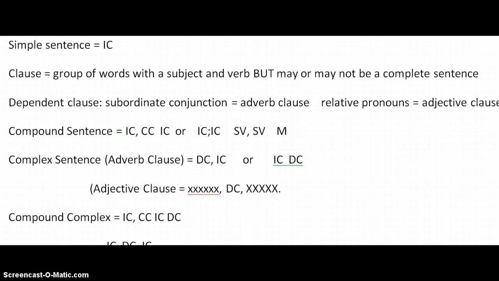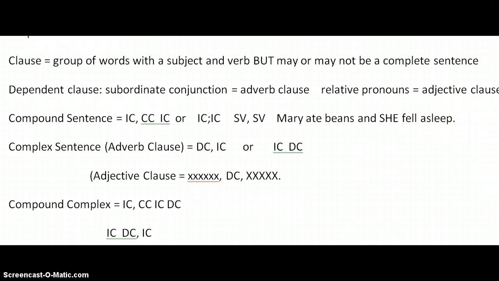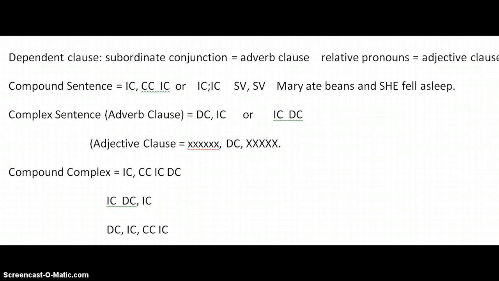So if I have Mary ate beans and fell asleep, this is a simple sentence really with a compound predicate or compound verb, but again you would need a subject on both sides. So Mary ate beans and she fell asleep now makes it a compound sentence. Okay, so that's one thing that I noticed with the homework sentences.